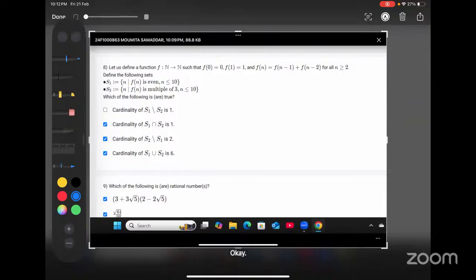First you have to determine what S1 and S2 are. S1 means Fn is even and n is less than or equal to 10. Fn is given by this equation, right? So what will be S1? 1, 3, 8.